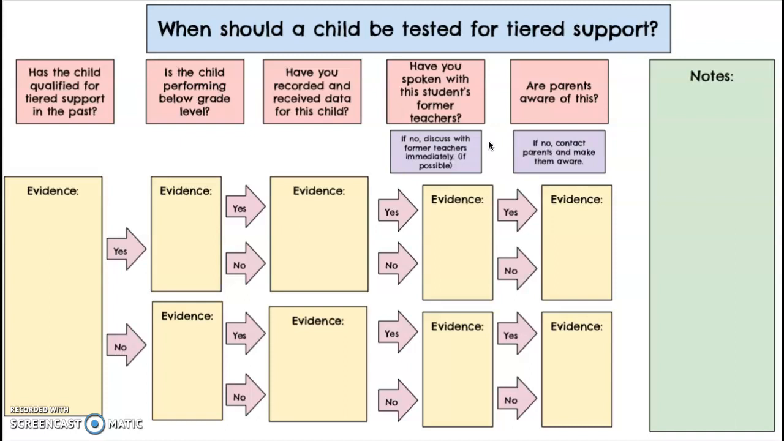And finally, are parents aware of this issue? If not, they need to know right away. If they are, what have their teachers done in the past? What do they do to help the child at home with these issues? And then finally over here, this big green box is for notes. The notes need to be clearly detailed and dated as to when evidence was collected and what was tried.